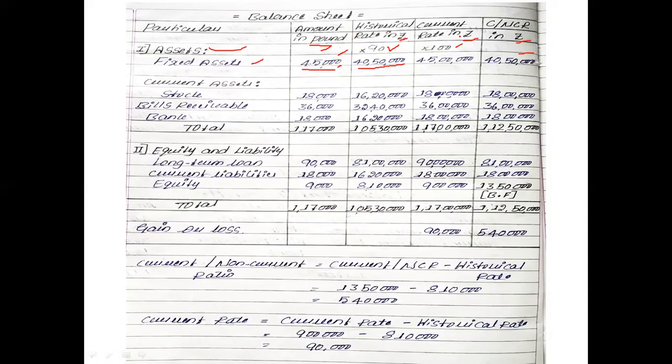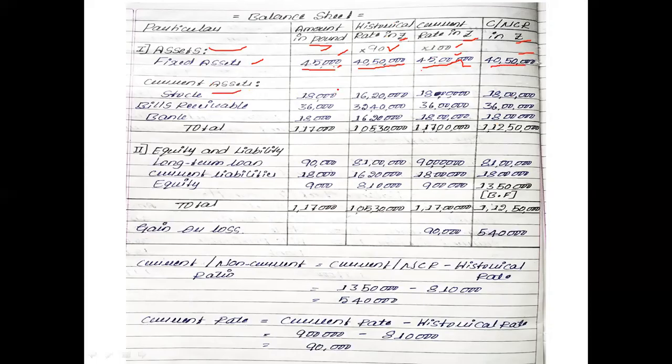At the current rate, 1 pound equals 100 rupees. 45,000 into 100 is 45 lakh rupees. Then in the current and non-current method, fixed assets are long term, so it is a non-current item. It should be taken at the historical value, 40 lakh 50,000. The next is current assets. Stock is a current asset.